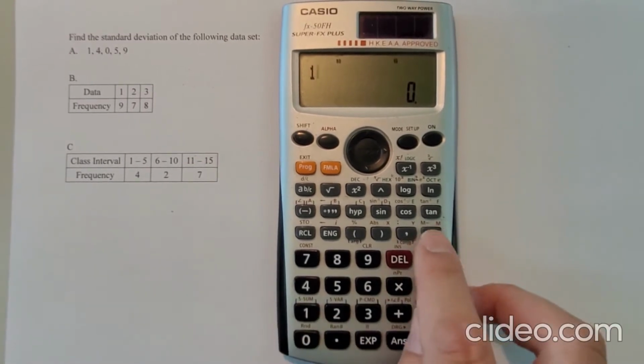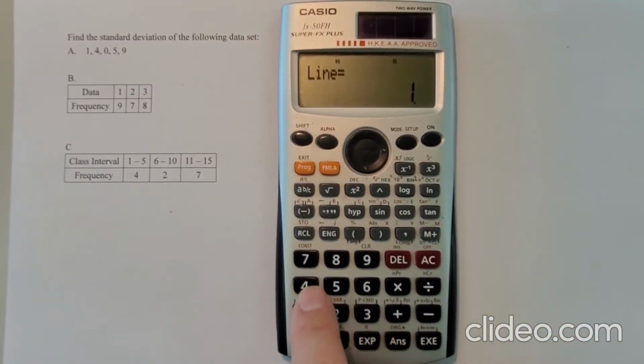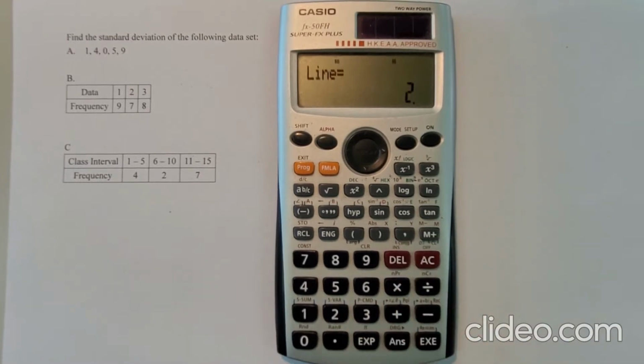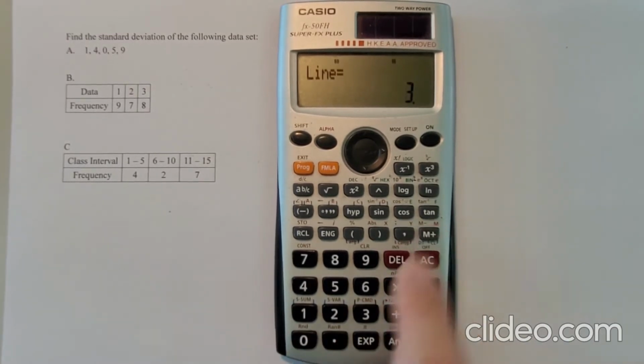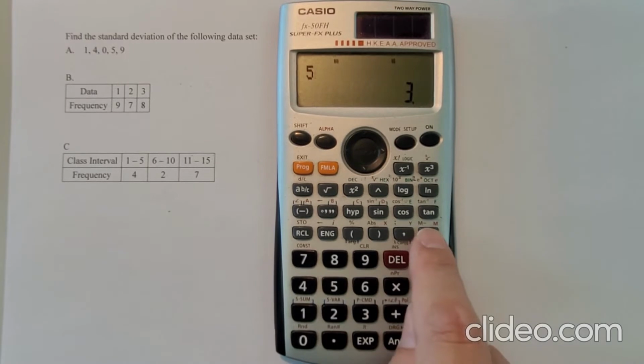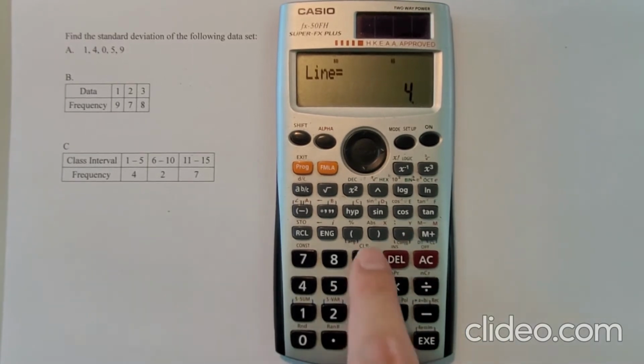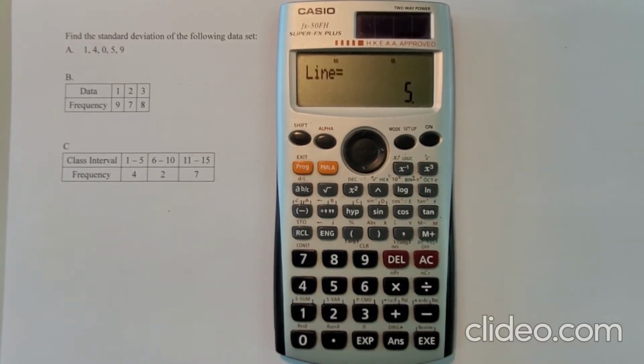1 M plus, 4 M plus, 0 M plus, 5 M plus, 9 M plus. Then you can see there are 5 data entered in the calculator. And how do we find the standard deviation?